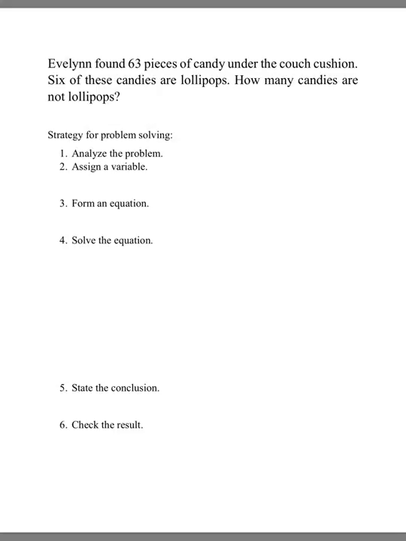Let us begin by reading aloud the word problem given. Evelyn found 63 pieces of candy under the couch cushion. 6 of these candies are lollipops. How many candies are not lollipops?